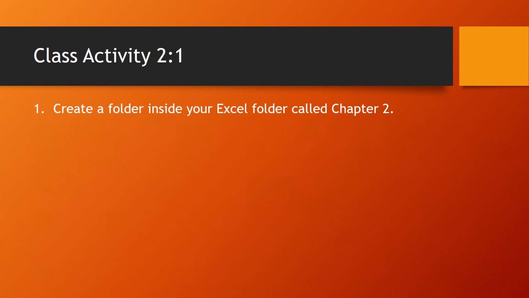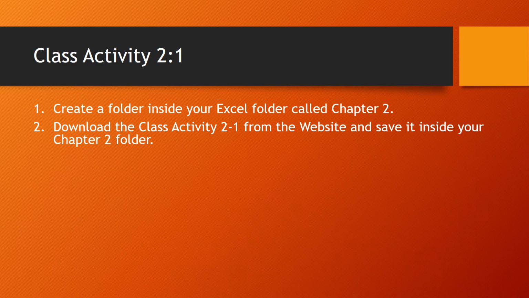Create a folder inside your Excel folder called Chapter 2. Download the class activity 2-1 from the website and save it inside your Chapter 2 folder. Open up the spreadsheet.